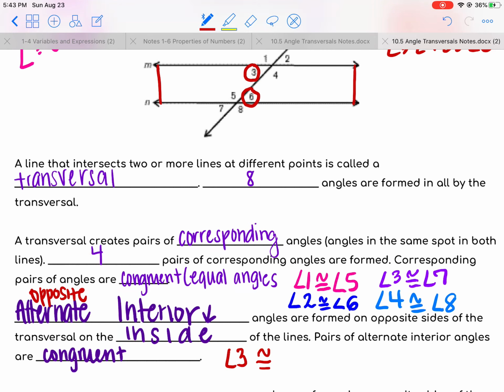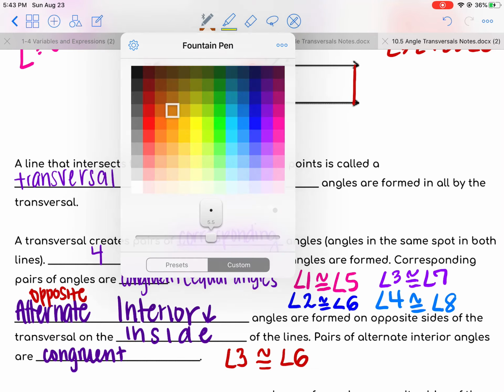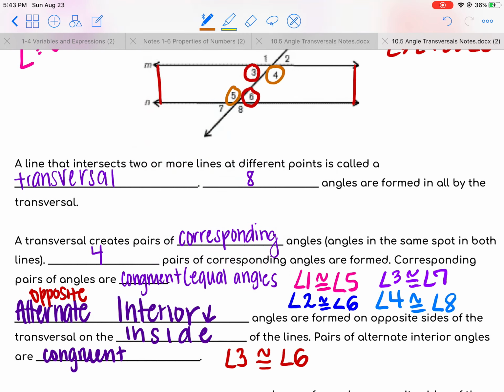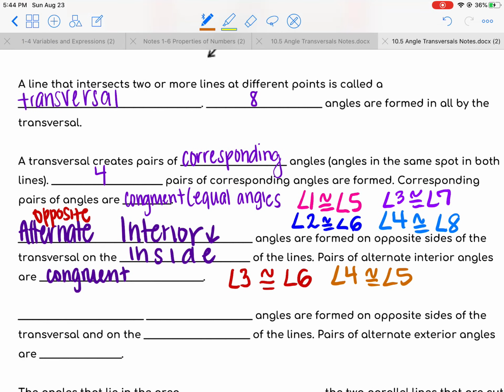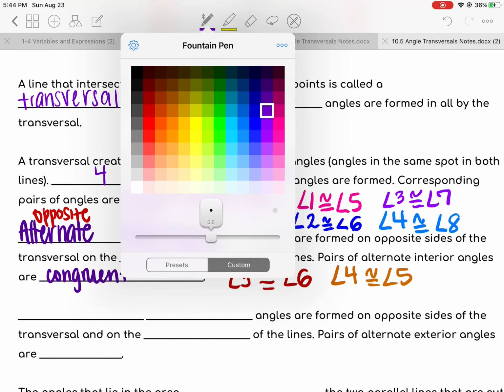And they are congruent, so I can use a symbol. And that leaves angles 5 and 4 to also be alternate interior angles, because they are on opposite sides of my transversal, and they are inside your parallel lines. Next, you have alternate interior's older brother.